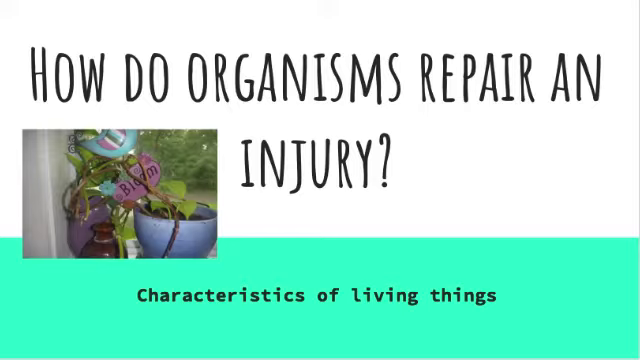So this video relates to our phenomenon, how do organisms repair an injury? And we're going to focus this video on characteristics of living things. Scientists classify, or put things in categories, based on things that all organisms have in common. All organisms need to have specific characteristics in order to be classified as living. If they do not meet these characteristics or criteria, they cannot be living.